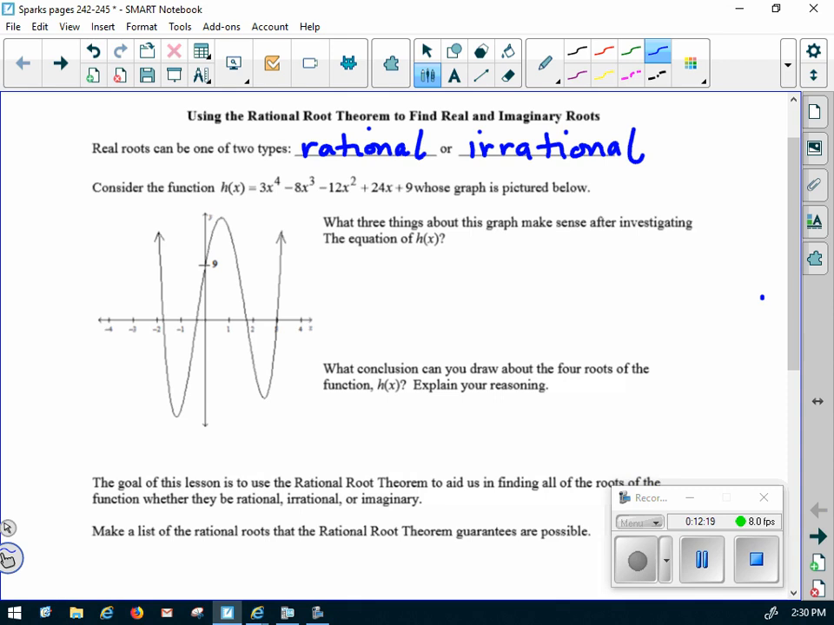Another way that you can think of it: a rational number can be written as a fraction, or a terminating decimal, or a repeating decimal. A terminating decimal is a decimal that ends. 0.998 ends. A repeating decimal, 0.3 with the bar over it, that's a repeating decimal, because what fraction does 0.3 repeating mean? 1/3.